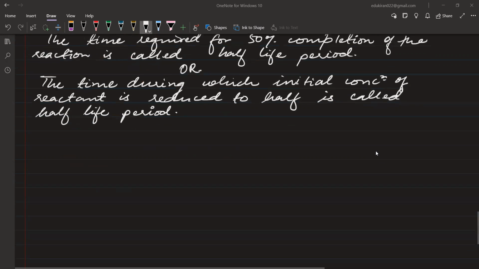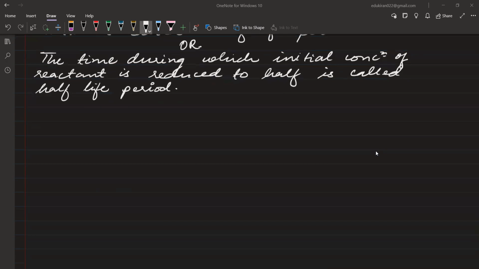I hope all of you have written. Now write the topic. Now we'll look at the half-life period of zero order reaction. Right, number 1. For zero order reaction, what is the integrated rate law equation? Tell me the integrated rate law equation for zero order reaction.